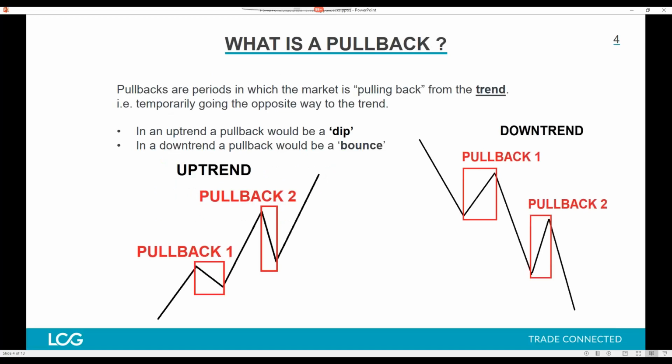So another bit of my grand artistry, demonstrating the general concept here. Pullbacks are any period in which the market is pulling back, hence the name, from the trend. And notice how I've put trend in bold and underlined, double emphasis there, because there can only be a pullback within a trending environment. So mistake number one when you're first trying this is trying to buy pullbacks within a trading range.